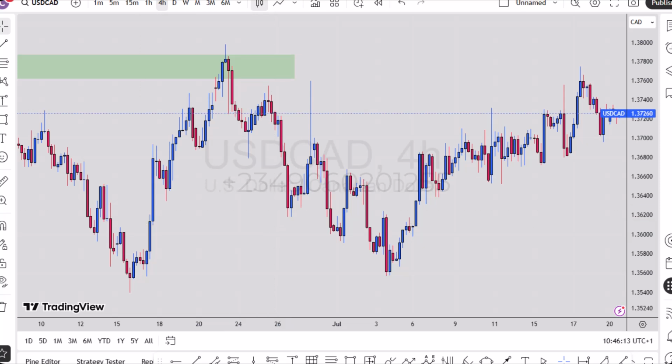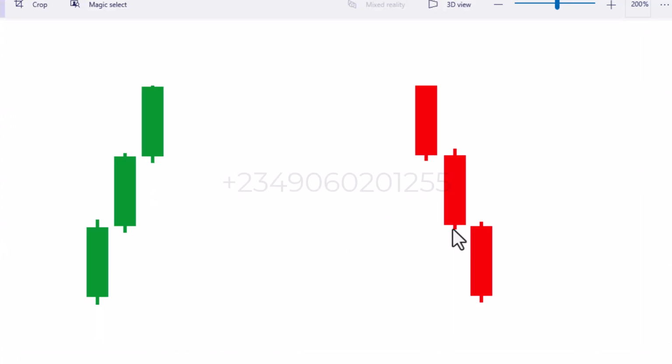Fair value gap, I will explain it in its simplest terms. As you can see on the left hand side, I have 3 consecutive bullish candlesticks, and on the right hand side I have 3 consecutive bearish candlesticks. Now let's test your understanding of the Japanese candlestick trading technique.